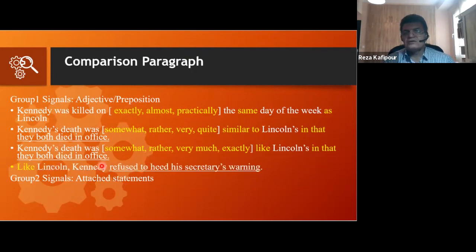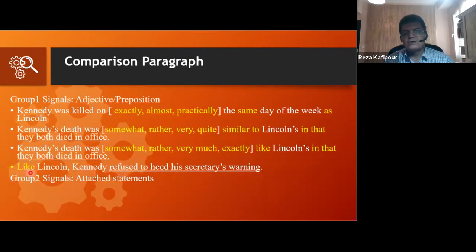But we have another structure also by using like. One of the structures, as we said, was "like" in that, and the other structure is similar to this one. We say, like Lincoln, Kennedy refused to heed his secretary's warning. So "refused to heed his secretary's warning" is the basis of comparison, the aspect that Kennedy and Lincoln are both compared to, and both have similarity based on this aspect.